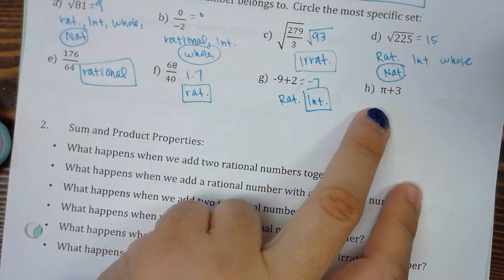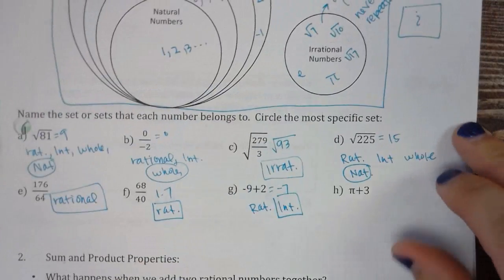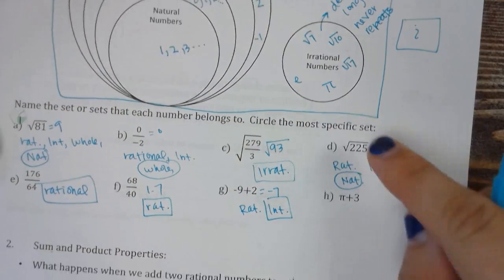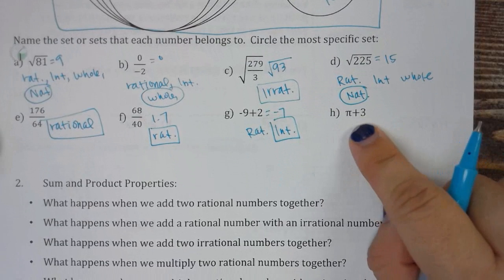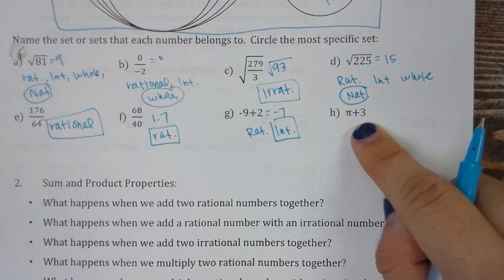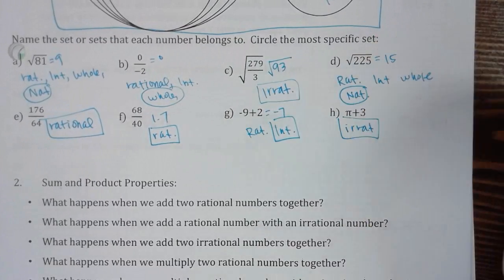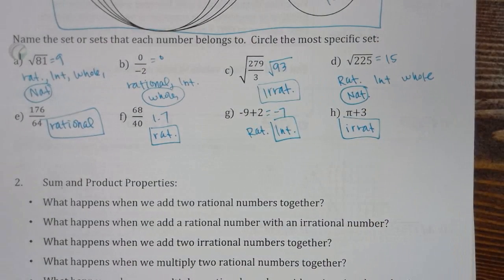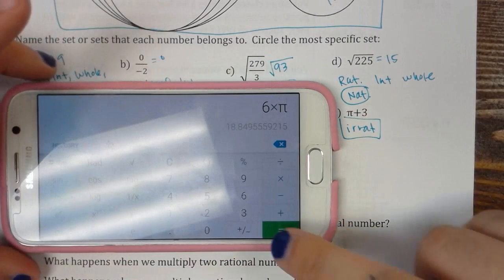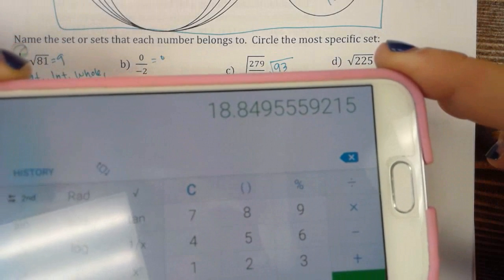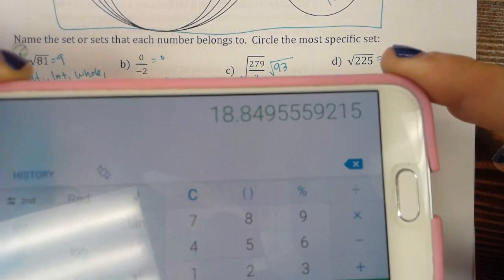And the last one, pi plus 3. Well, pi was in the list of irrational numbers. So I've got an irrational number added with 3, which is still irrational. If I'm looking at 6 pi, let's see that. It's still a mother load of ugly, right?